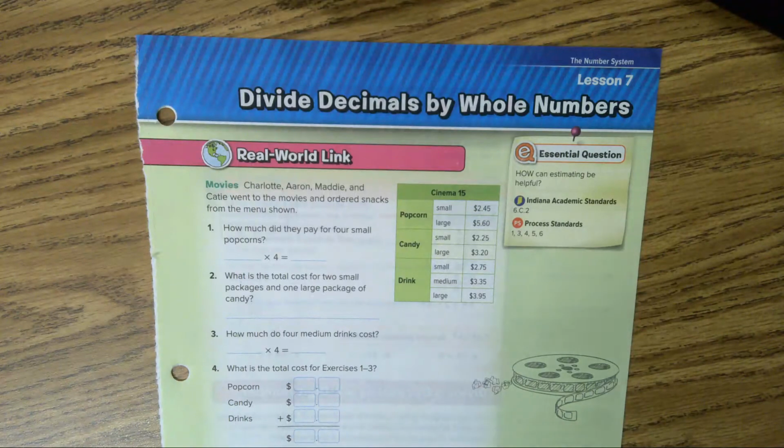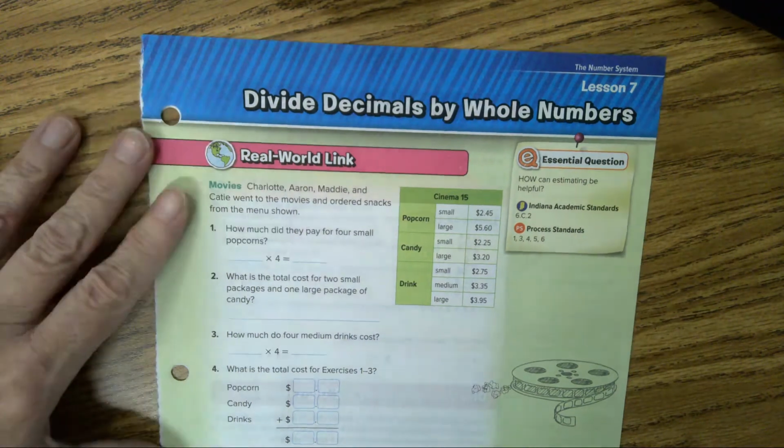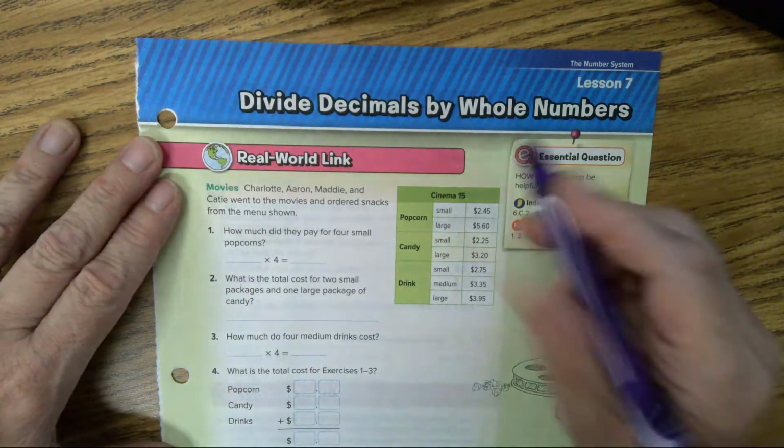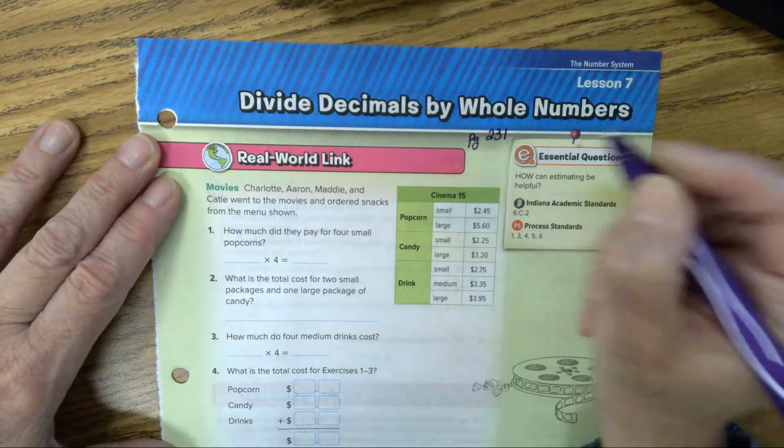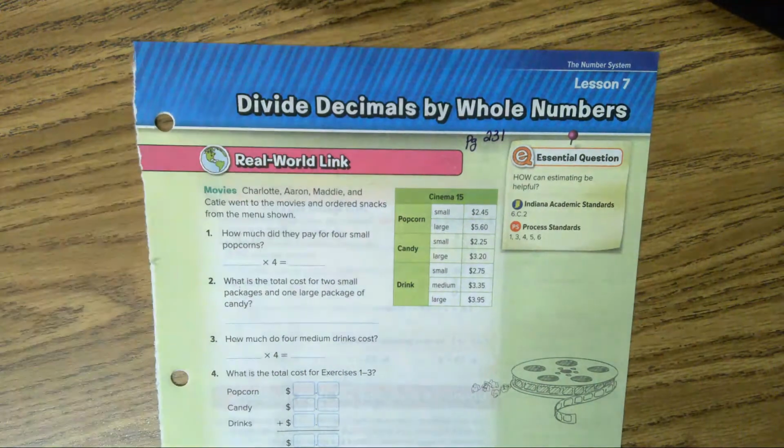Hi, this is Mrs. Robertson, and today we're going to learn how to divide decimals by a whole number. This is located on page 231, Chapter 3, Lesson 7, page 231.